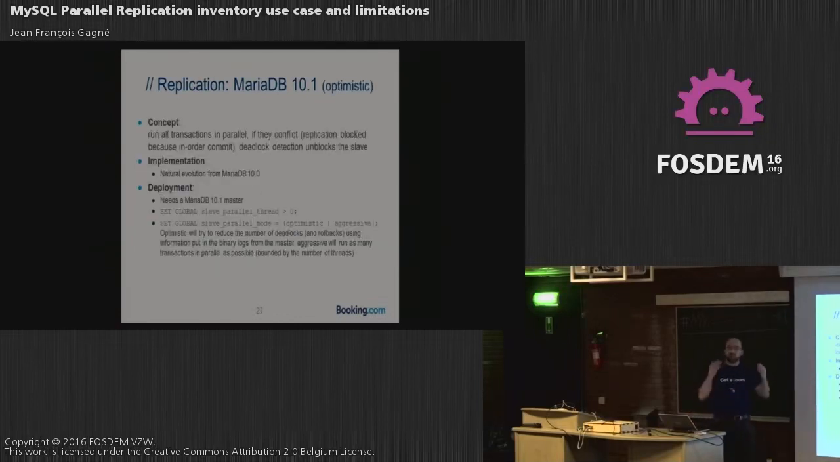But here we have a way to run transactions optimistically. So optimistic parallel replication: let's run everything. Let's not care about conflicts, run everything. And if there's a conflict, because we commit transactions in order, we will have a deadlock that will be killed and we will make progress. So this is a natural evolution from MariaDB 10.0, and this is called optimistic parallel replication. So no need for group commit on the master anymore, only for conflict detection on the slave.